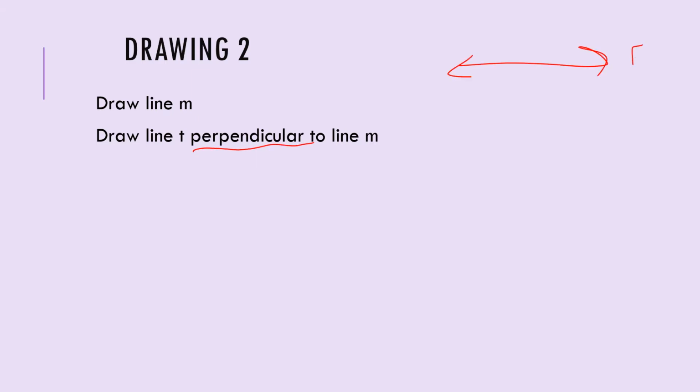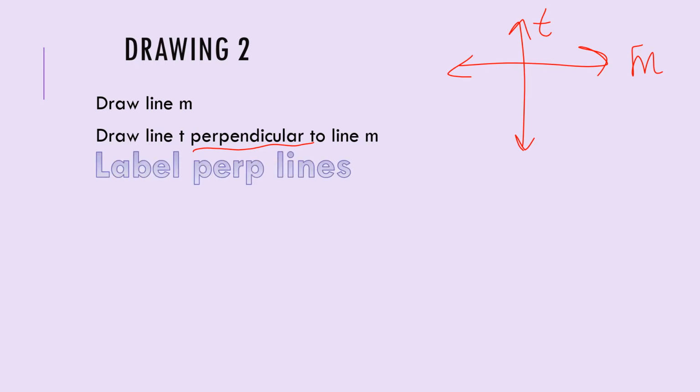Okay, drawing 2. Draw line M. Then draw line T perpendicular to line M. So here's line M, here's T, and draw it perpendicular. We know that perpendicular means it has to make a 90-degree angle. So to do that, we just throw a 90-degree angle symbol in there to show that those 2 lines are perpendicular. Next step is to draw line N perpendicular to line T.